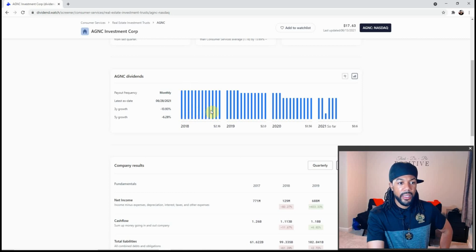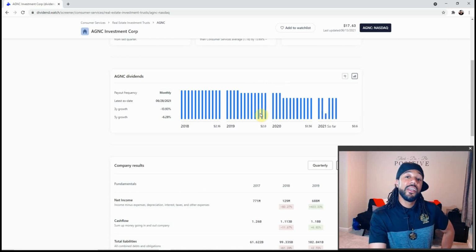All right, kept that up. And then all of a sudden it faltered in 2019 and it went down to 16 cents. And in 2020, it went to 12 cents. And then this year, it had a point where it suspended dividends. And then it jumped back up to 12. So, yeah, it's a company that kept paying its dividends during the pandemic. But to me, that doesn't show stability.